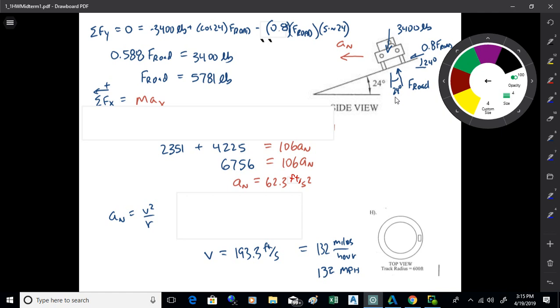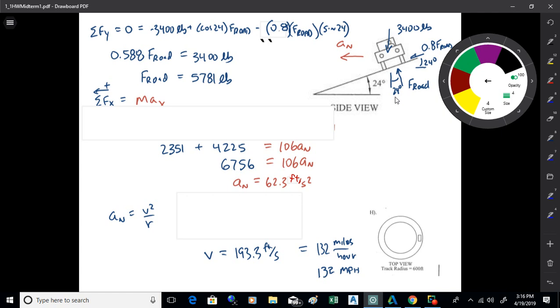All right, now we've also got the friction. We know the coefficient of friction, but we don't know the force of the road yet. So that's going down the ramp. So it's 0.8 F road. And then we've got m a. So that's the configuration on the free body diagram.